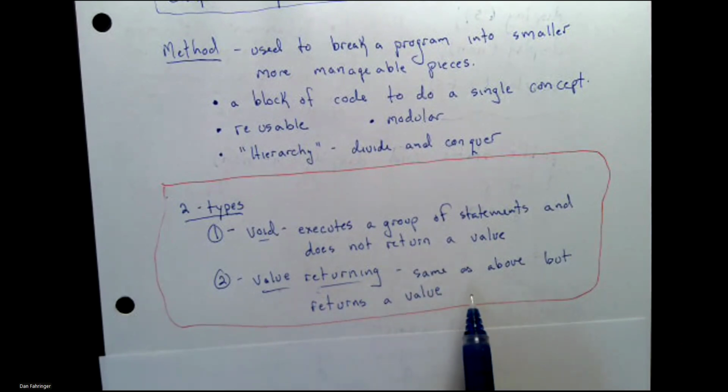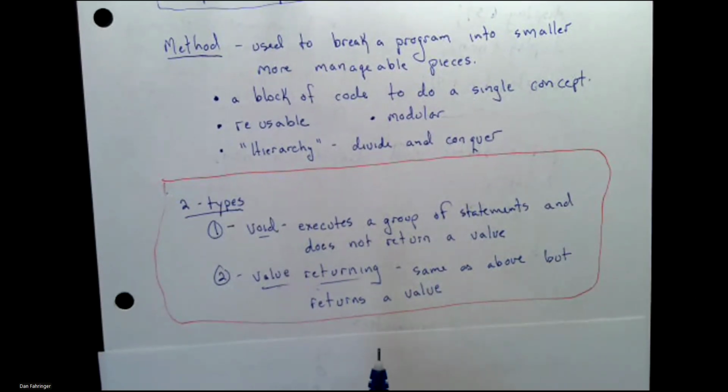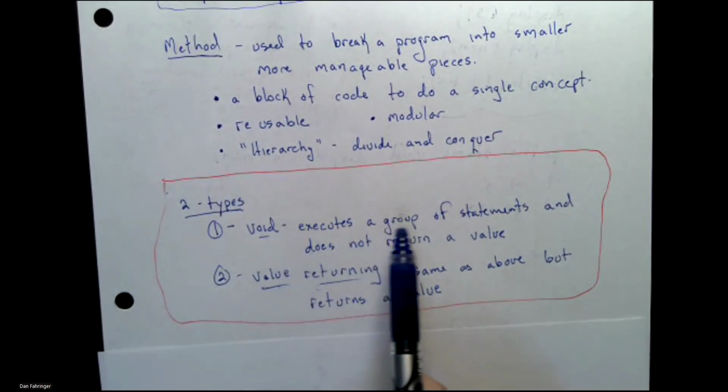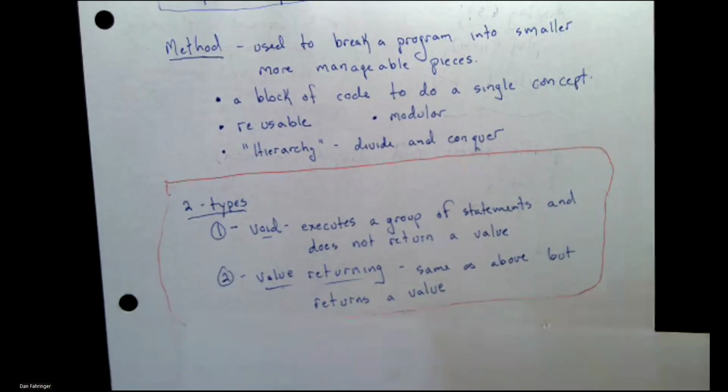Is it an int? Actually, it's a double. Again, you have the power of Google. You can go look it up anytime you want. But there are two types of methods. A void method is just a block of statements. It goes and does something and is done.